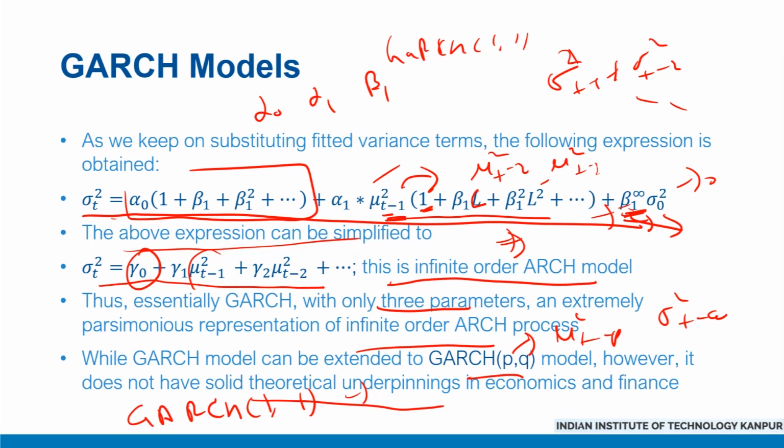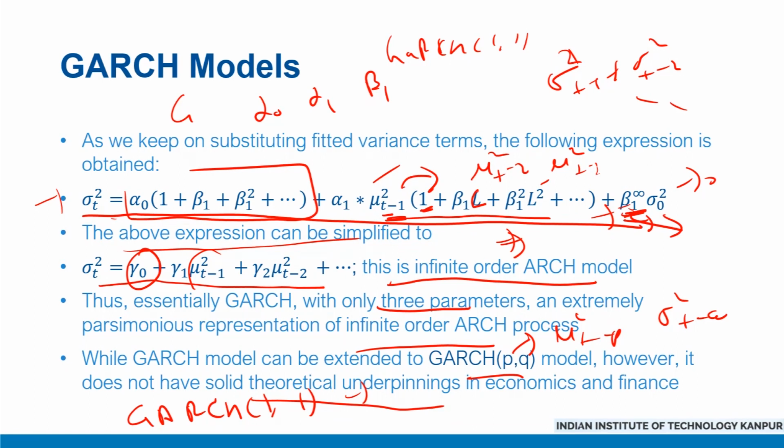And that is why, because of this extremely parsimonious nature, the chances of these coefficients turning out negative are very low, and it provides a considerable improvement over the ARCH family of models, because it captures an infinite series of ARCH models with just a simple GARCH(1,1) specification, generalized ARCH.